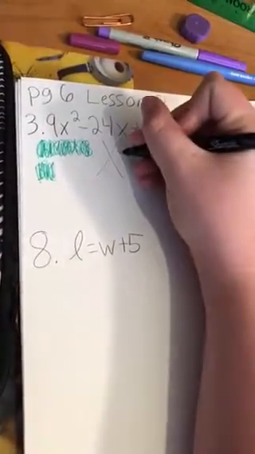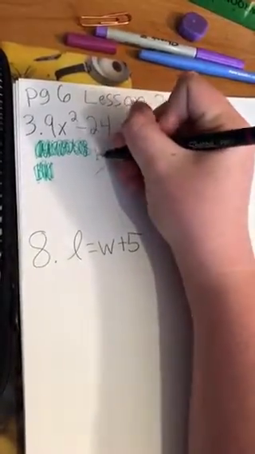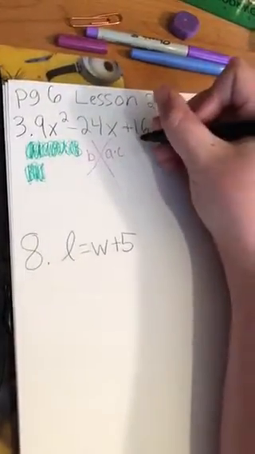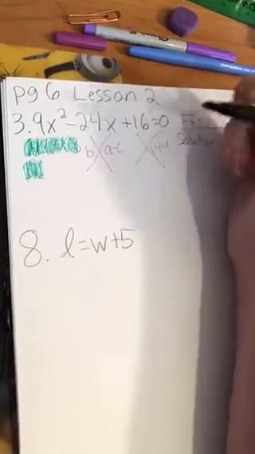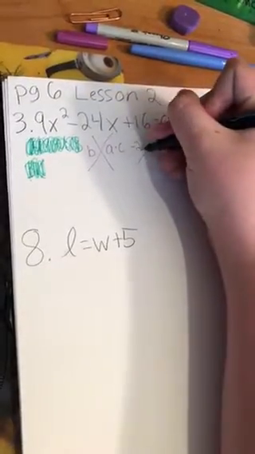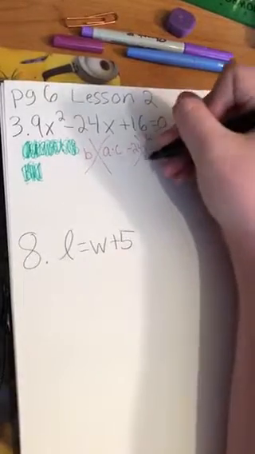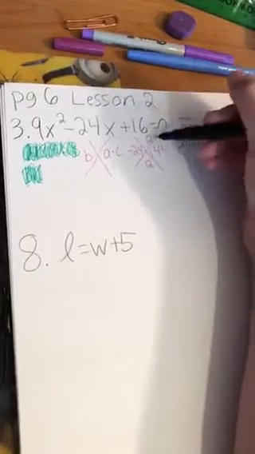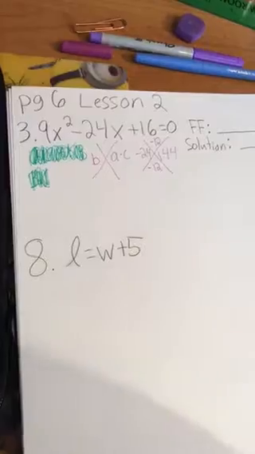Remember, our big X method is A times C to get our product, and our B is going to be our sum. So in this problem, we have a 144 when we multiply 9 and 16, and we have our negative 24. Now our magic numbers are going to be 12 and 12. But we want this 24 to be negative. So we want negative 12 and negative 12 as our magic numbers.